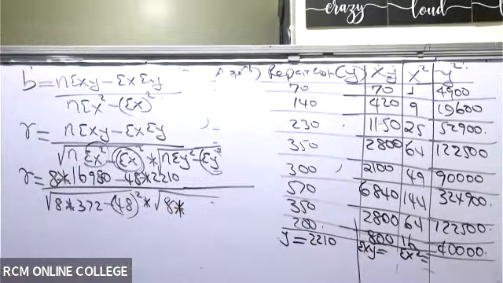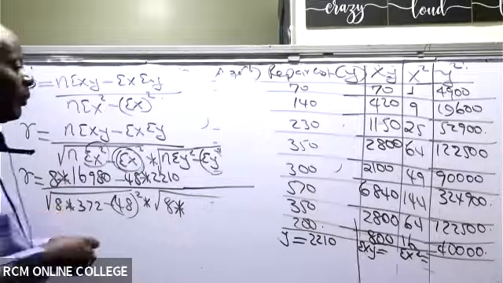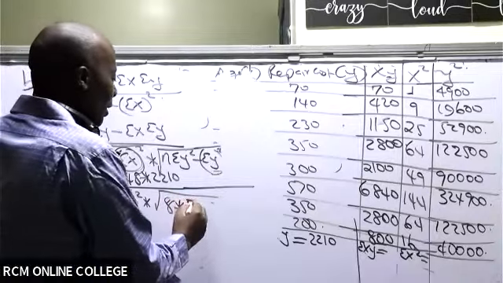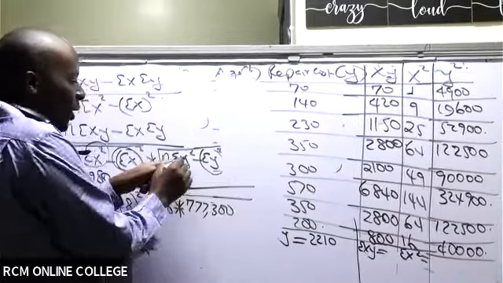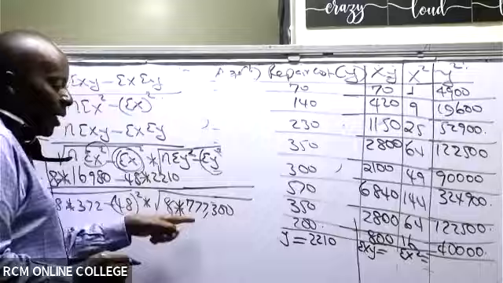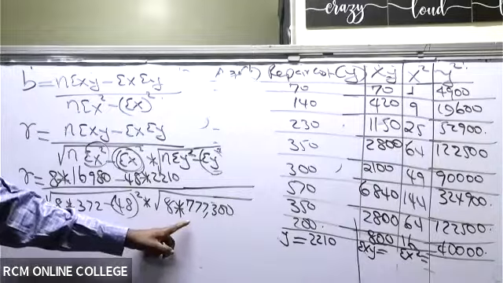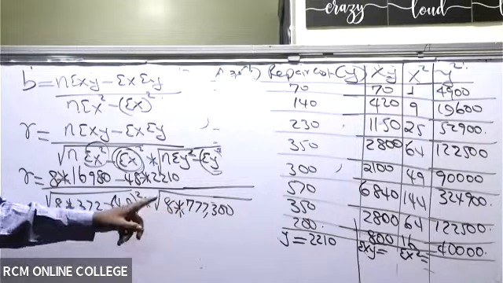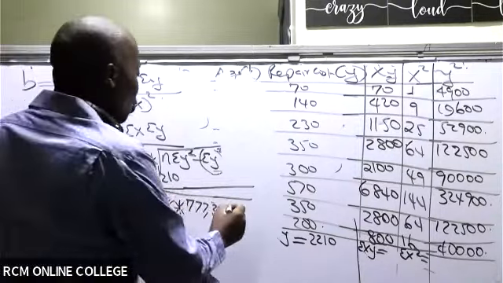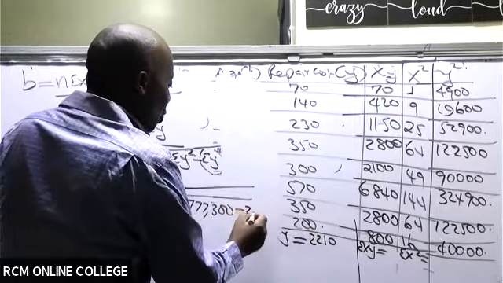Summation of y squared, you guys gave me a big number. Was it 777,300? Are you able to remember this number, 777,300? Yes. Minus summation of y that I have here, 2210.